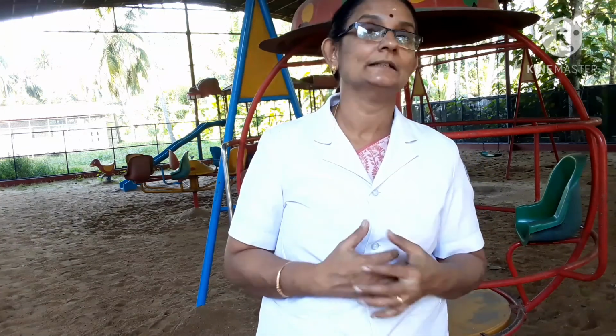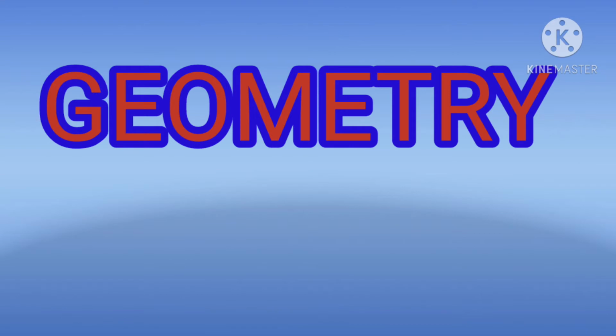Geo means earth and metry means measurement. Geometry is the measurement of things on earth. Okay? So, today you will be learning about lines, line segments, how to measure a line, and open and closed figures also. So, are you all ready for the show? Okay. Geometry is the measurement of things on earth.